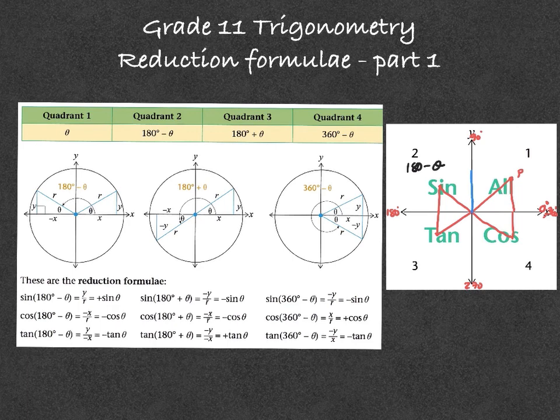So what happens in the second quadrant? Only sine will have a positive ratio. Cos and tan have negative ratios. Then in the third quadrant, you've got 180 plus theta.